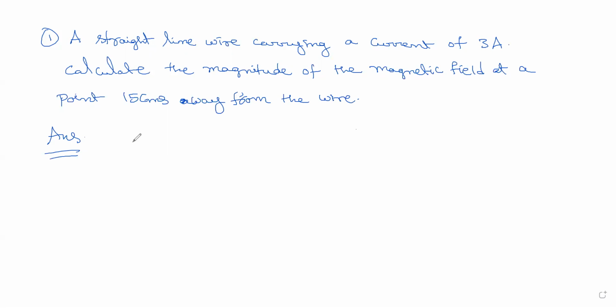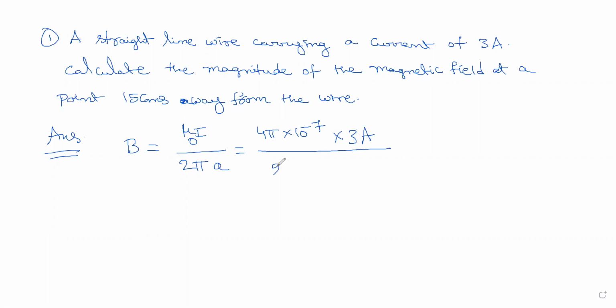So what is the required formula? B is equal to mu naught I divided by 2 pi a. This is the required formula you have to use. So can we substitute the numbers? Mu naught is 4 pi into 10 to the power of minus 7. I is 3 amps, whole divided by 2 pi into the distance, which is 15 centimeters, so it is 15 into 10 to the power of minus 2 meter. This is how you can give the substitutions.